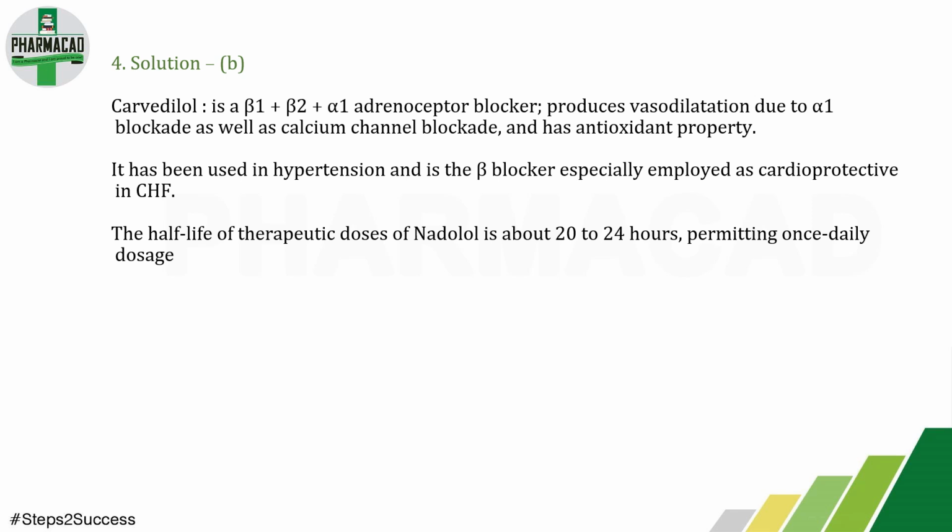Then we have the statement S, nadolol, which they are saying has the shortest half-life. Also this statement is a false one because the half-life of nadolol is 20 to 24 hours and we can give its dose once daily. So we also know that the shortest half-life of the beta blockers is that of esmolol and not nadolol. Hence statement S is the false one.